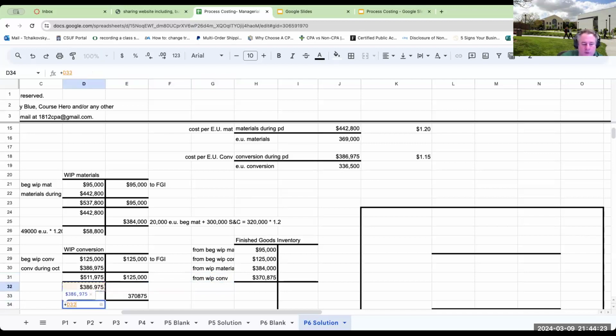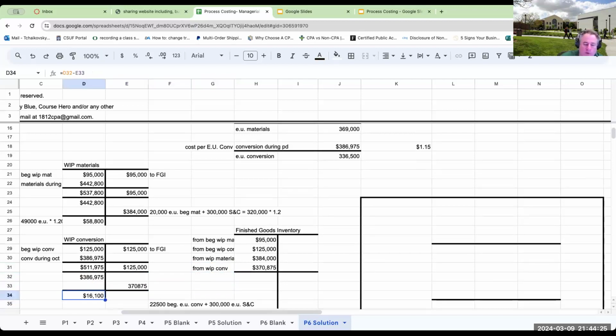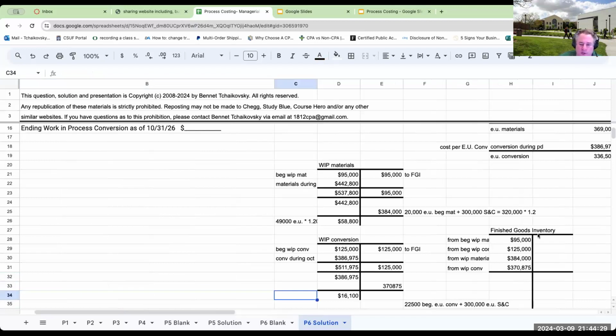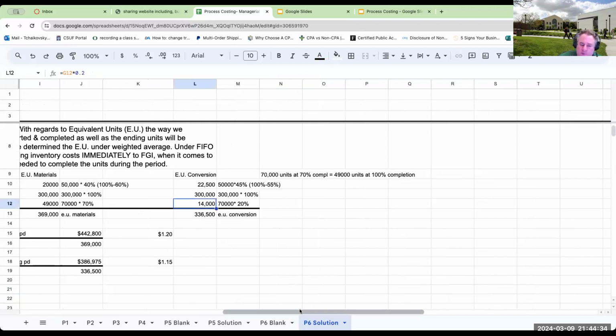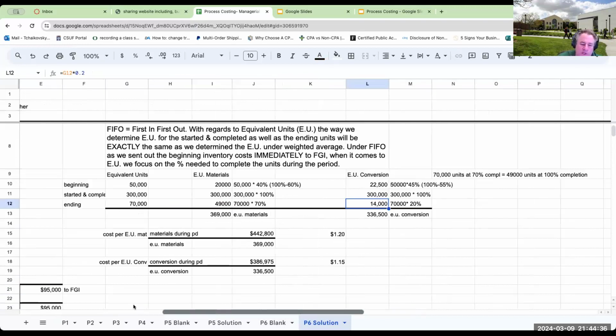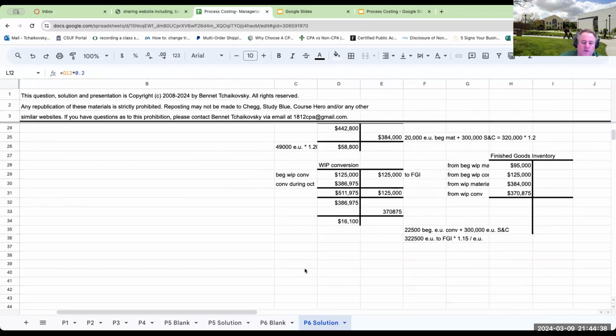Now, to make sure that I did this correctly, what do I need to do? Well, my ending inventory is 16,100. What should that be? Well, I had 14,000 ending equivalent units for conversion, so this is 14,000 times $1.15. 14,000 times 1.15 is going to be 16,100.